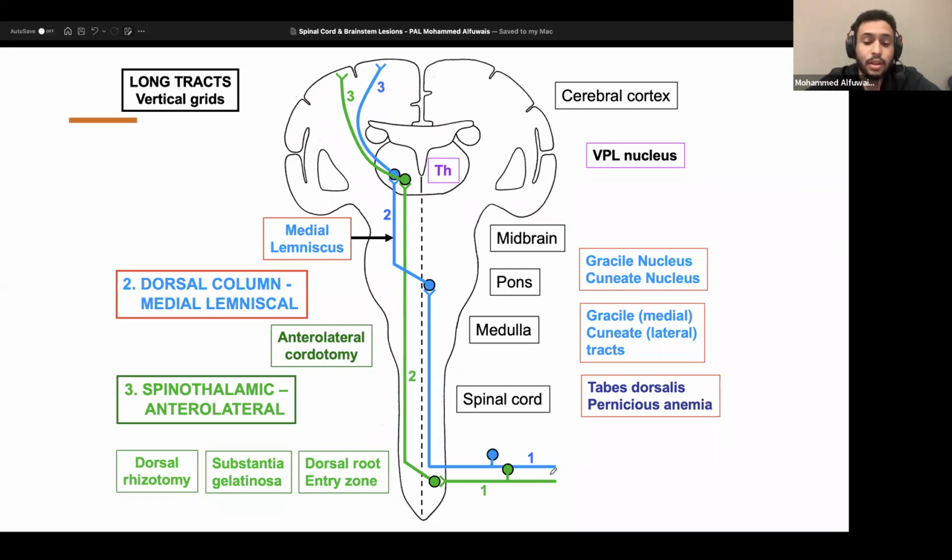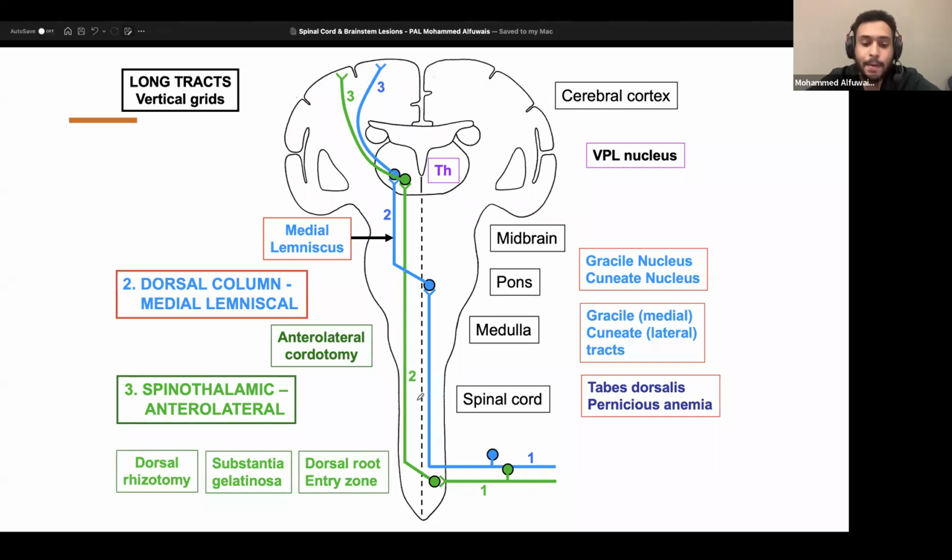Now the other one is the spinothalamic tract, which carries sensations of pain, temperature, crude touch, and pressure. The first order neuron will go to the level of the spinal cord and synapse there with the substantia gelatinosa, then will cross over as the anterior commissural fibers, then will ascend in the contralateral spinothalamic tract upwards. It'll go all the way up to the level of the thalamus and synapse with the ventral posterior lateral nucleus. You'll get the third order neuron, which will go all the way up to the primary somatosensory cortex.